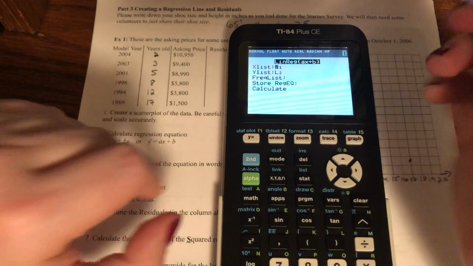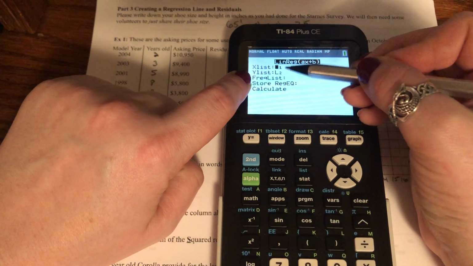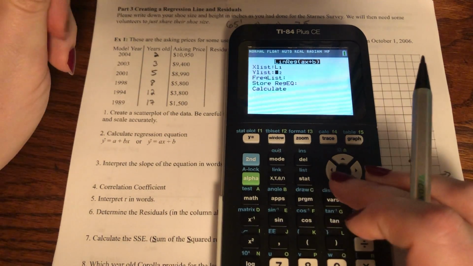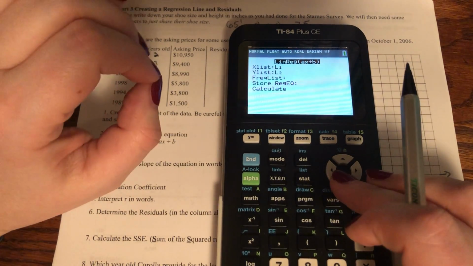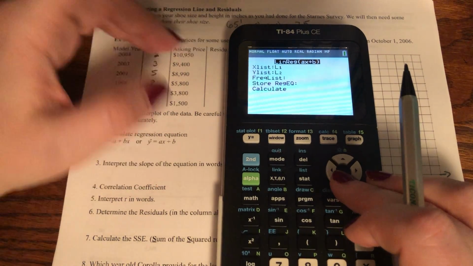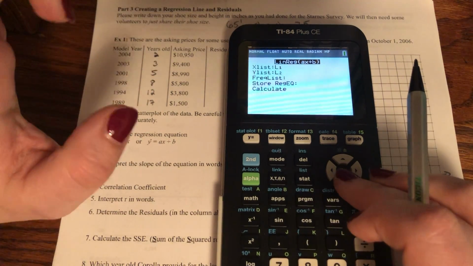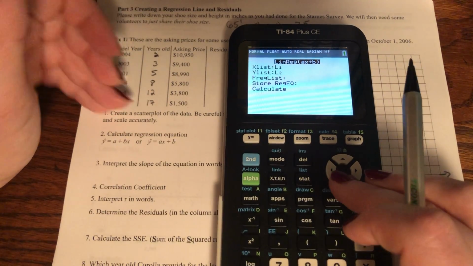All right, now once in here, look at what we have. We have our X list, which is list 1, our Y list, which is list 2. We don't need a frequency list. A frequency list would be if we didn't list out every single point, the exact number of times that it appeared, and we did, so we don't need a frequency list. Everything appears as often as it should.